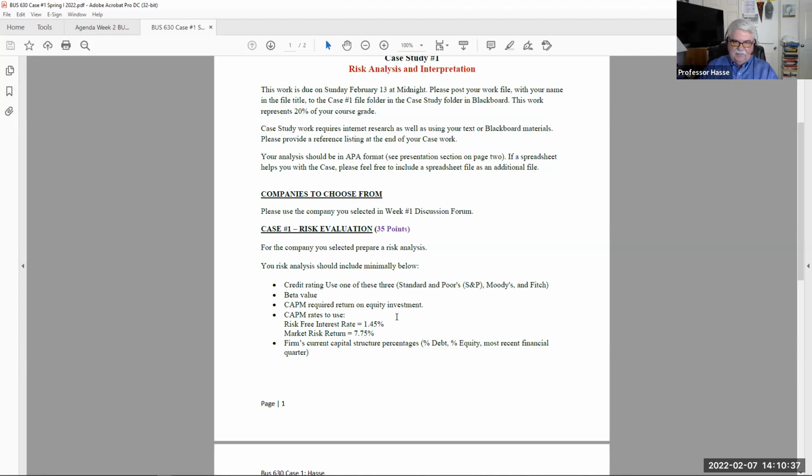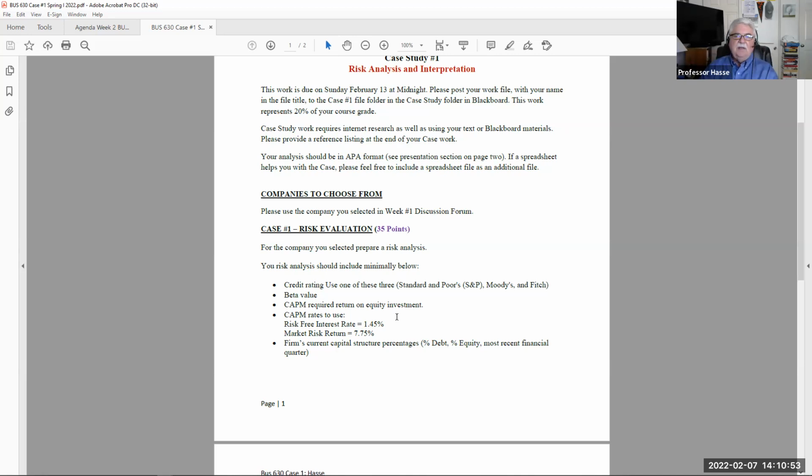I want to see that calculation. Also, I want you to tell me the breakdown from the most recent balance sheet, most recent quarter, which will probably be December 31st, most likely. What is the current capital structure of your company that you've chosen?